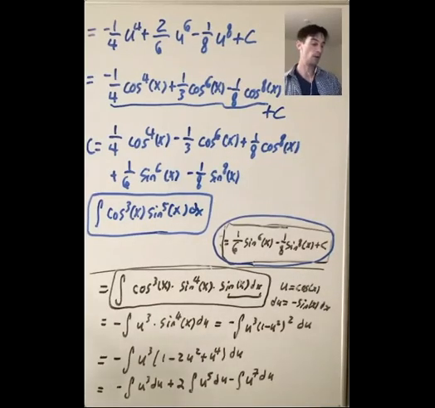So when both powers are odd, there are two different ways to make the u substitution work. And they'll lead to answers that are both correct, but maybe not obviously equal to each other.